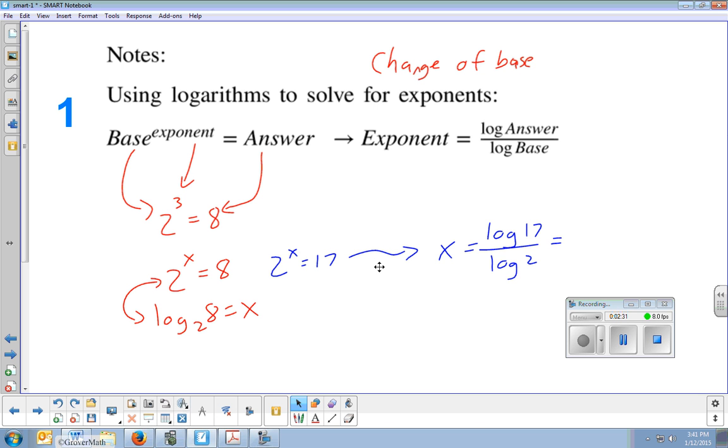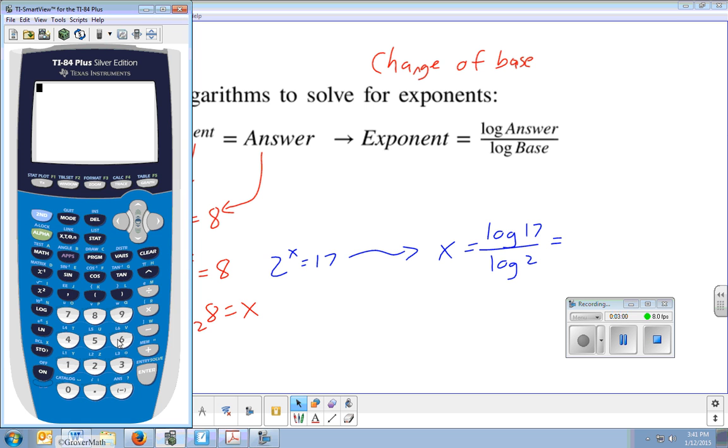Now before we do that, let's think about what it might be. Well, for this problem, we do know that 2 to the third is 8, and 2 to the fourth is 16, which is pretty close to 17, and 17 is just one more than that. So I'm guessing it's 4 point a very small decimal, probably close to 4.1. Because 2 to the fourth is 16, and 2 to the fifth is 32, we're not quite there. So it's a little over 4. But let's take a look.